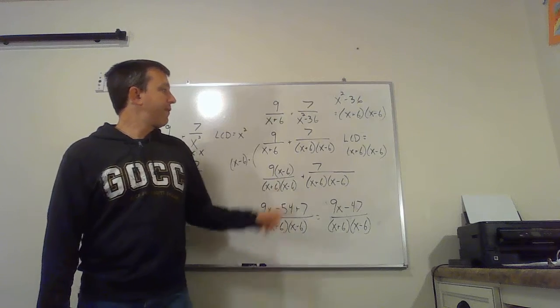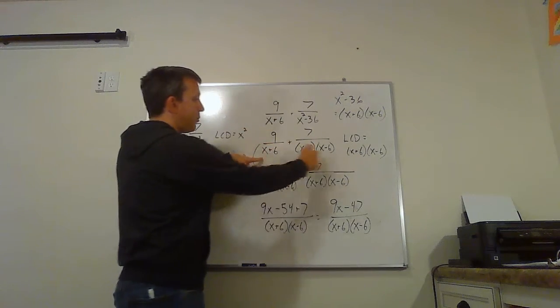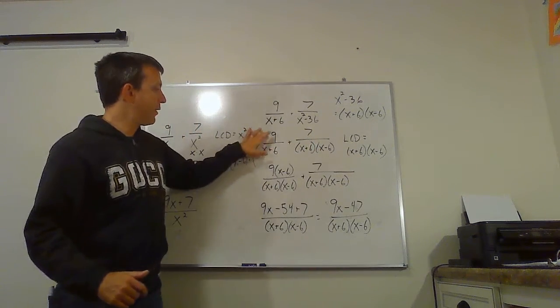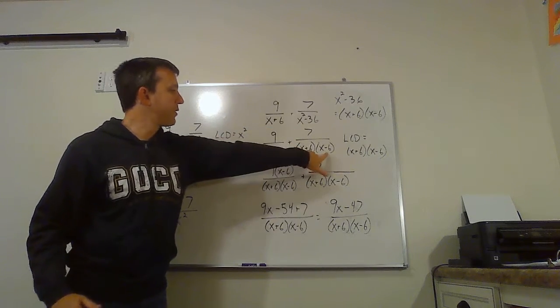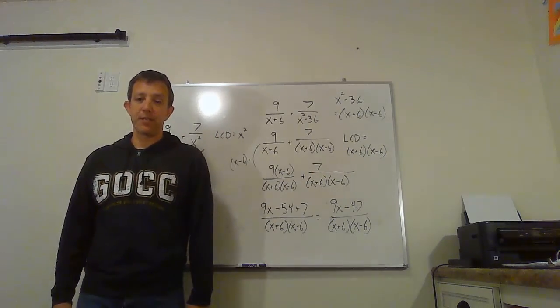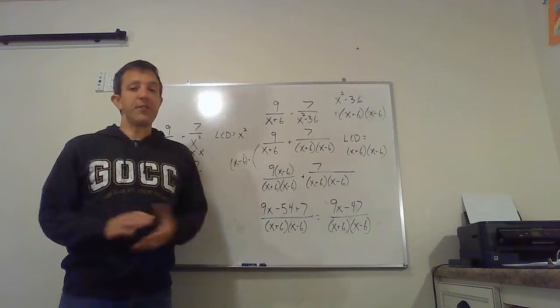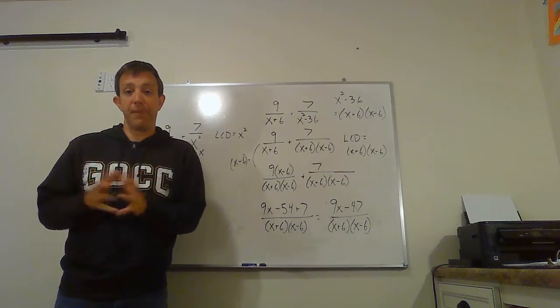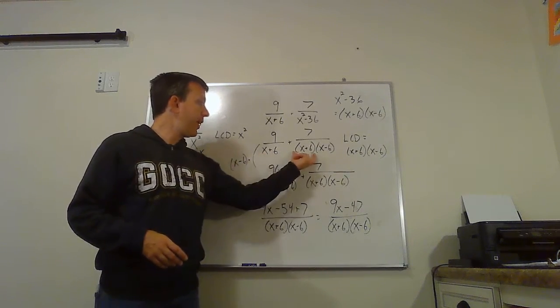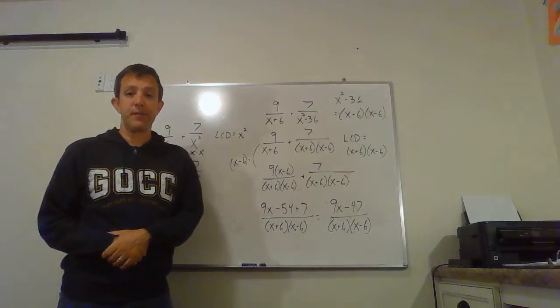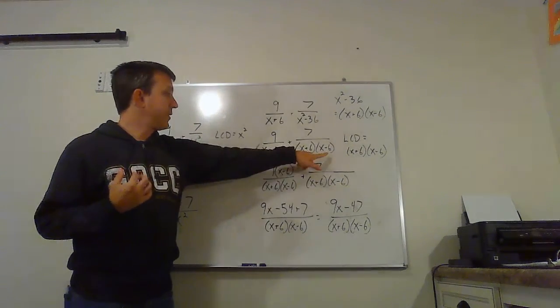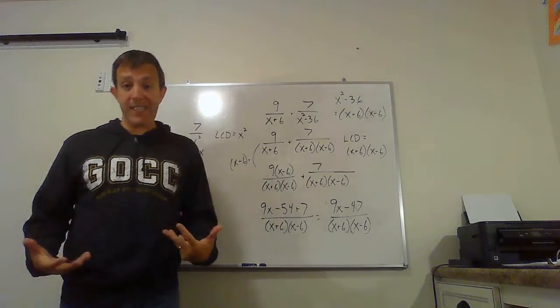Now, once I have it factored, I brought it back so I can see what I'm working with here. So I have 9 over x plus 6 plus 7 over this great big mess, x plus 6 times x minus 6. And the first thing that I notice is that these two denominators have something in common. They both have an x plus 6 piece. The difference is the second fraction also has an x minus 6.